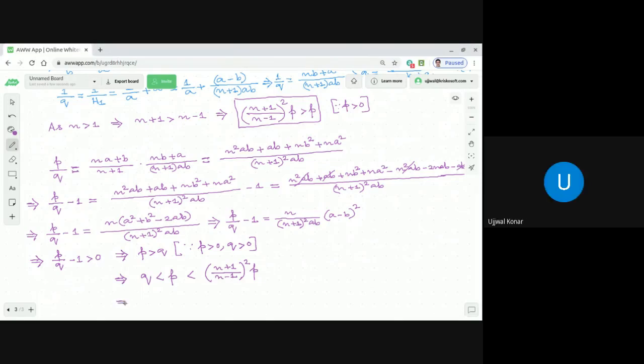This proves that q cannot lie between p and (n plus 1) divided by (n minus 1) whole square into p. Clear or not clear? Absolutely clear, dear students.